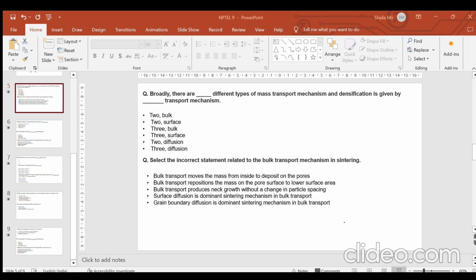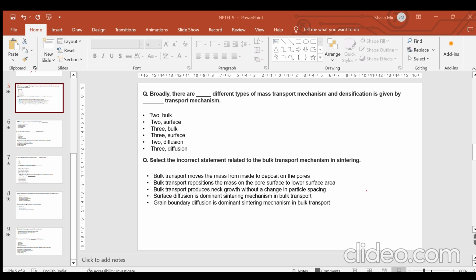This is right, because what happens if you have a grain like this, it will tend to have bulk transfer phenomenon by the material that is present inside. If there is any material present inside, it will try to be deposited at these necks or, for example, at your places where there are pores, so those pores will be filled. That is how the densification process will take place. So it will try to transfer the mass from inside to deposit on the pores, so all the pores will be filled, and then we'll be having a bulk transport.